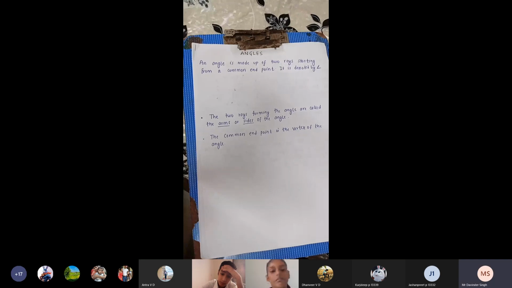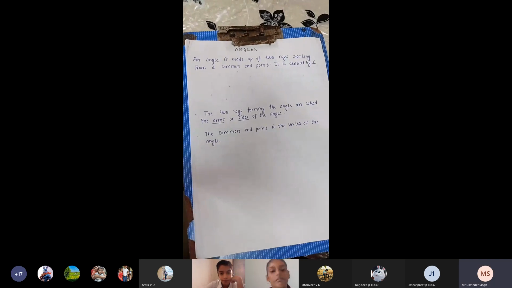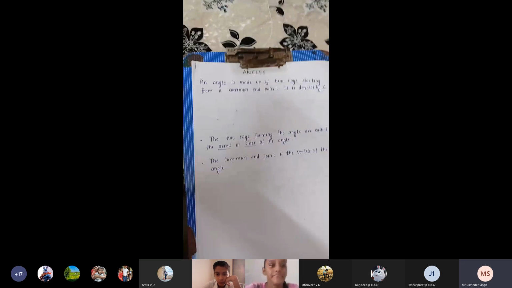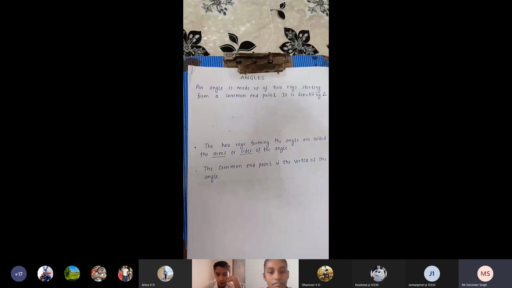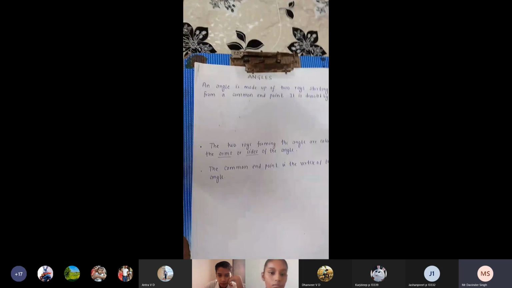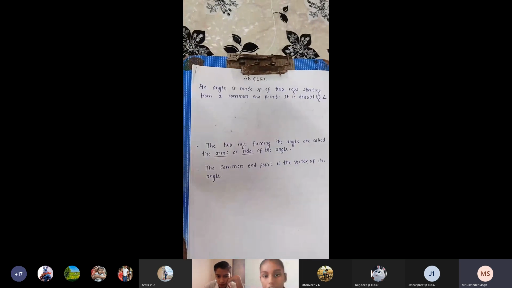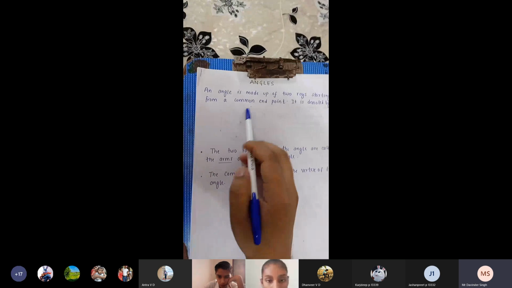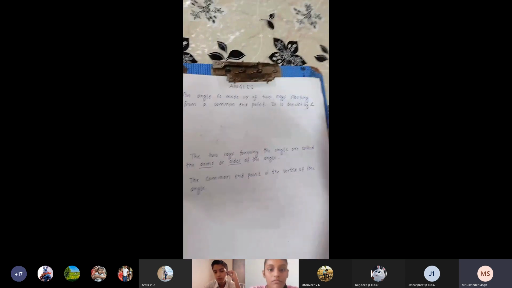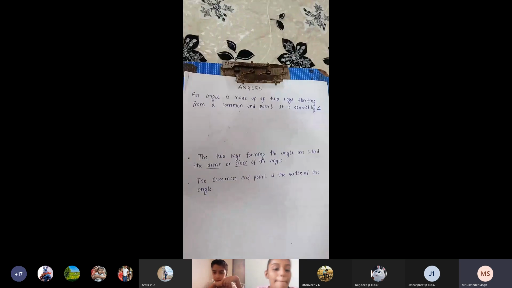Okay, so let us start with the angles. So what is an angle? An angle is made up of two rays starting from a common end point. It is denoted by this symbol. This is a symbol for the angle.